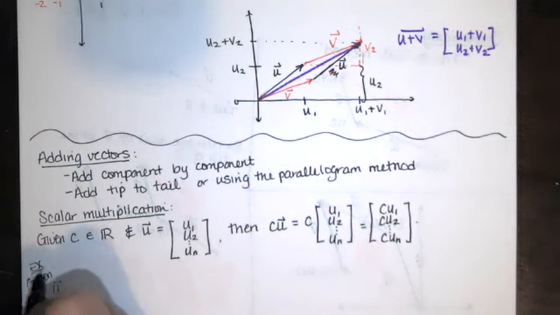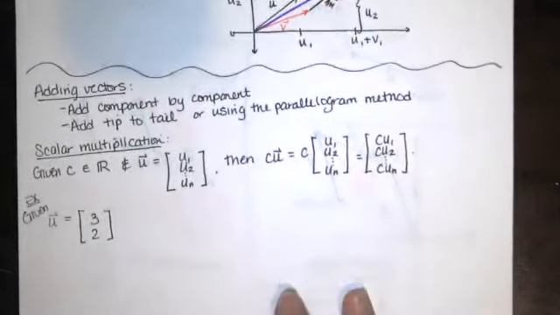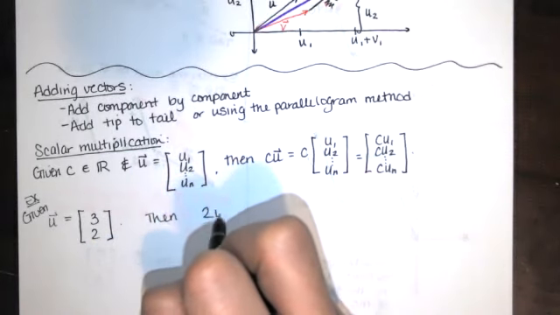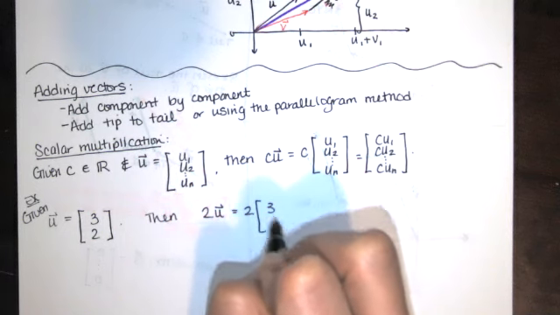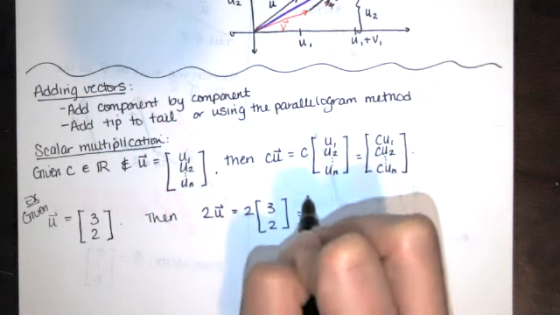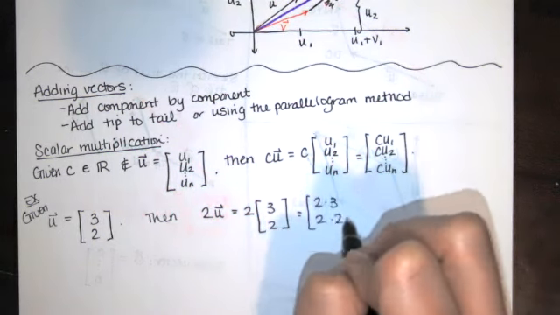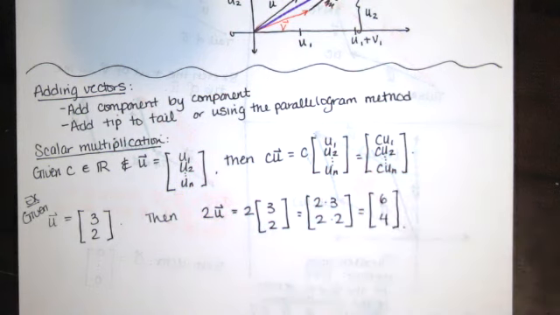So just for example, say I have the vector 3, 2. Then 2 times that vector is 2 times the vector 3, 2. All you do is take each of these components and multiply them by 2. And so we get the vector 6, 4. Easy breezy. And that's the algebraic approach to scalar multiplication.